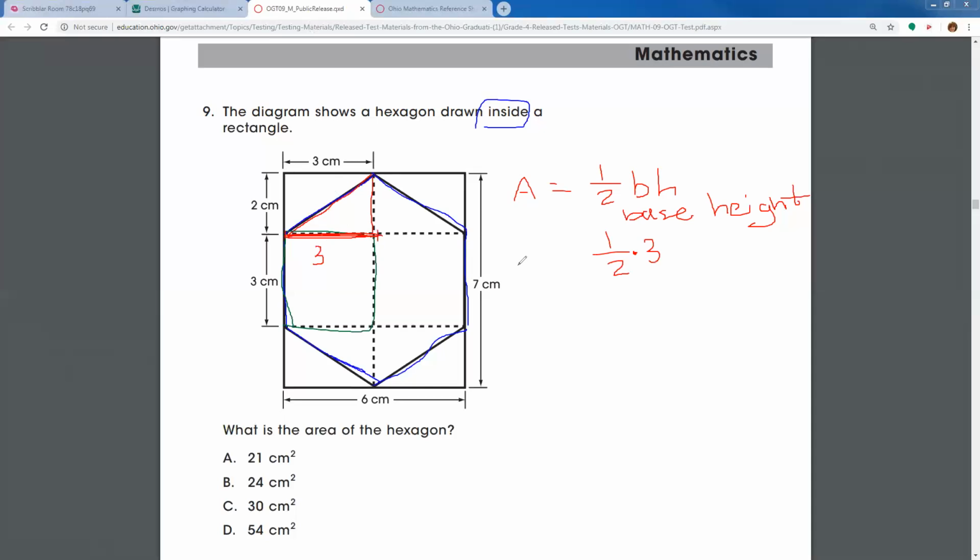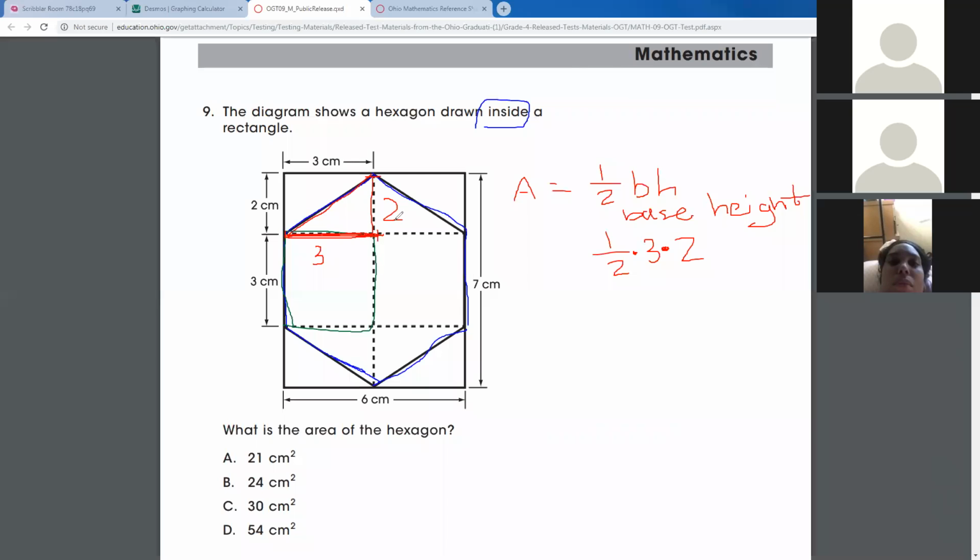And our height, what's the height of our triangle? 2 centimeters. It's this line going up and down. So we have 1/2 times base times height. And they don't actually put the multiply signs between the letter B and H or between the 1/2 and B. You have to know that when there's a number touching a letter, it's really multiply. And when there's a letter touching a letter, it's really multiply. So all of this is actually multiply.